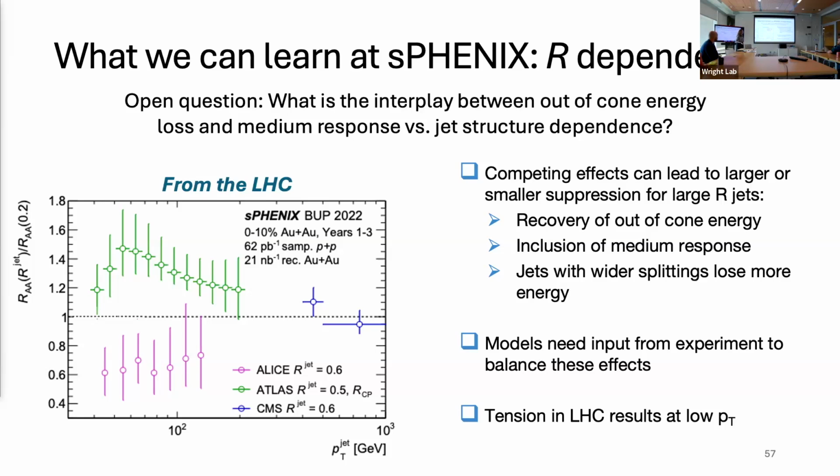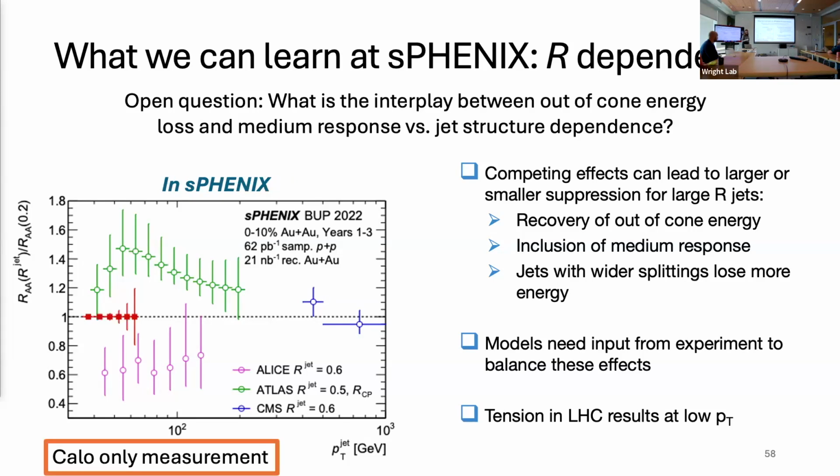In fact, we've seen measurements of this. And so the question is, if you just go to a wider jet, are you seeing more suppression or less suppression? If you look at the LHC, this is the ratio of a large R jet to a small R jet, and you see there are different answers from different experiments. In sPHENIX, we expect to really be able to do this in the region where we have this tension at the low pT.